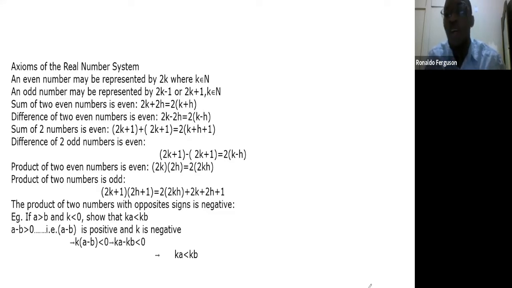So let's look at what happens under the real number system. Let's start from the even numbers. We have an even number, right? Even numbers are numbers like 2, 4, 6, 8, negative 2, 0. These are all even numbers.